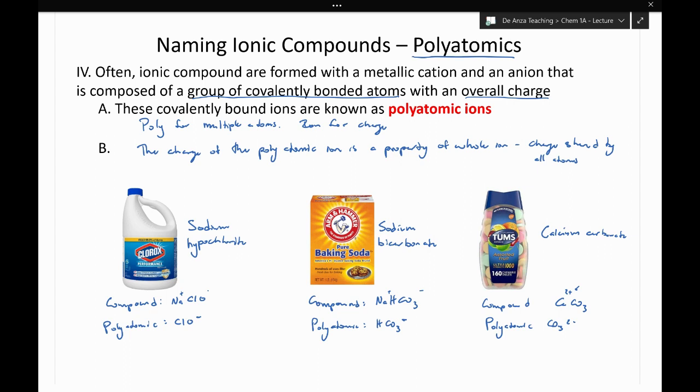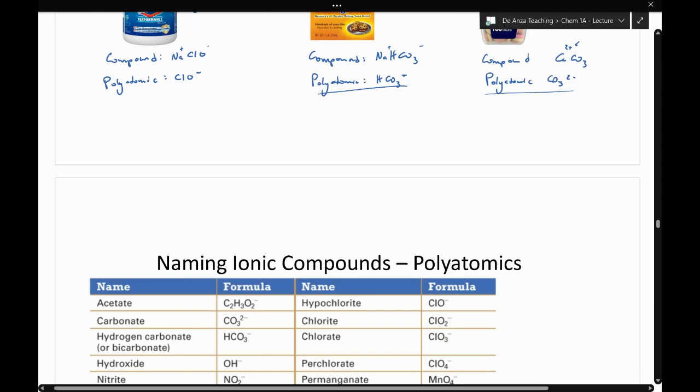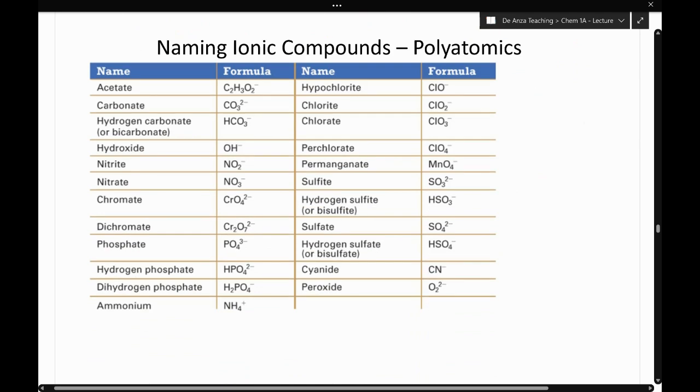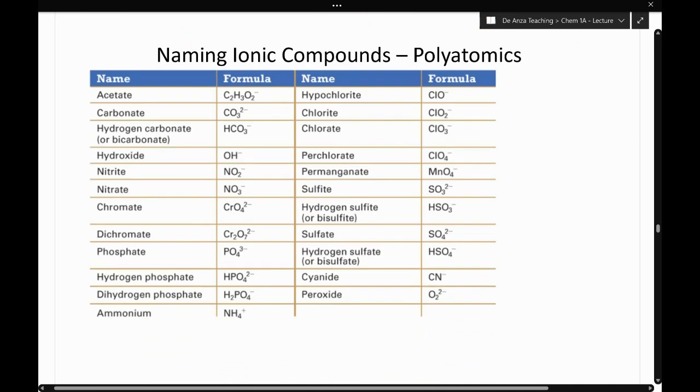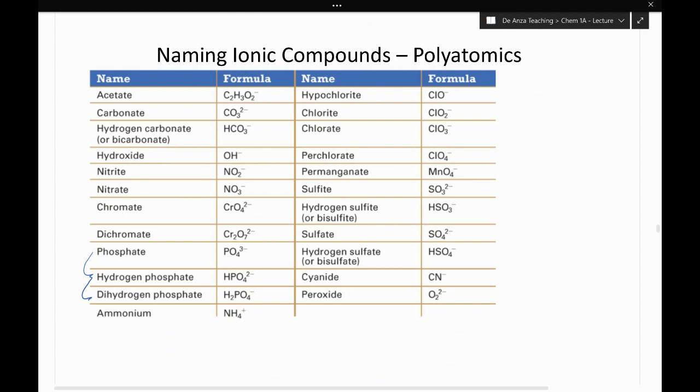And what you might notice is that these last two examples, the bicarbonate and the carbonate, are essentially the same with just a change of a hydrogen. And so if we look up a table of these polyatomics, we'll see that some of them are actually part of a family. So we have things like phosphate, hydrogen phosphate, and dihydrogen phosphate, where you're just adding hydrogens, and each time you add a hydrogen, it changes the name of your polyatomic.